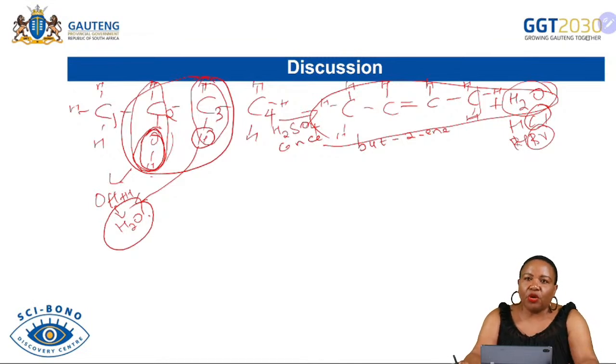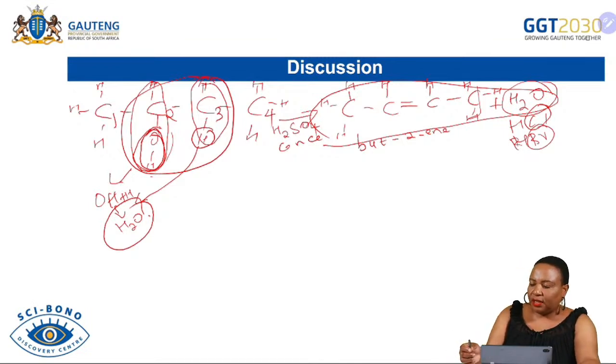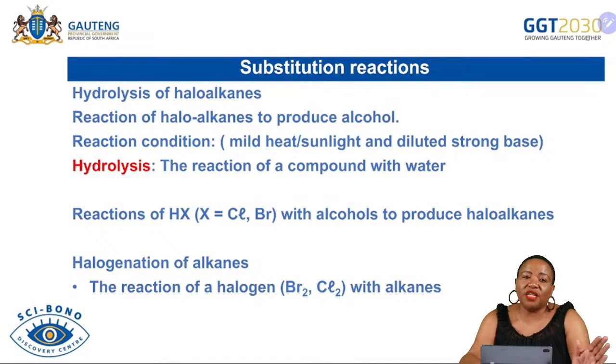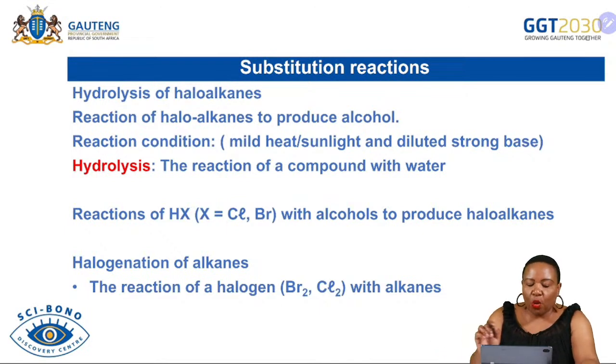So the same method we are going to use in terms of this dehydrohalogenation. In terms of substitution reaction, we have seen it when we were doing the substitution reaction of alkanes and bromine water. We used an alkane, and then we substituted one of the halogens in an alkane, and there were two products that were formed. So we are going to look at the two types of substitution reactions.